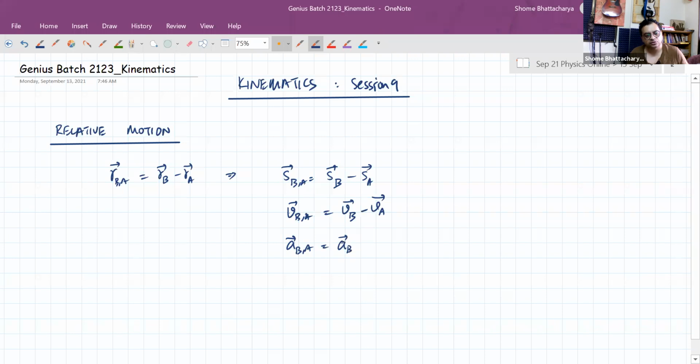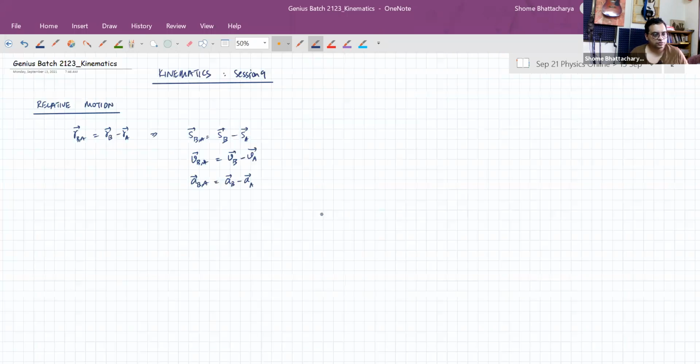And we will understand through some examples today that the third equation that we're writing, the relative acceleration one, or the fourth equation, whatever, can also be used to explain the concept of pseudo force, which you have been studying in Newton's laws of motion. So let's begin with an example.